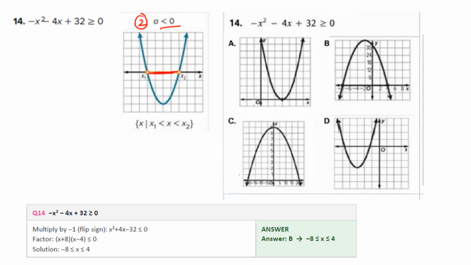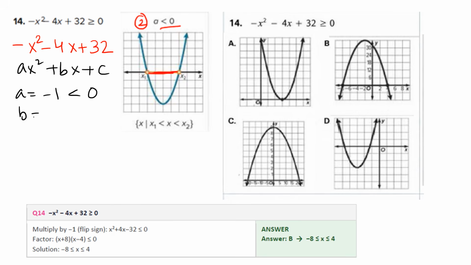So let's solve one more question to make it easy for you. In this question, we will also be using the formula sheet, the one which I explained a few slides back. Look at this equation first: minus x square minus 4x plus 32. What are your values of a, b, c? Let's compare with ax square plus bx plus c. So a is minus 1, which is negative, b is minus 4 and c is 32.